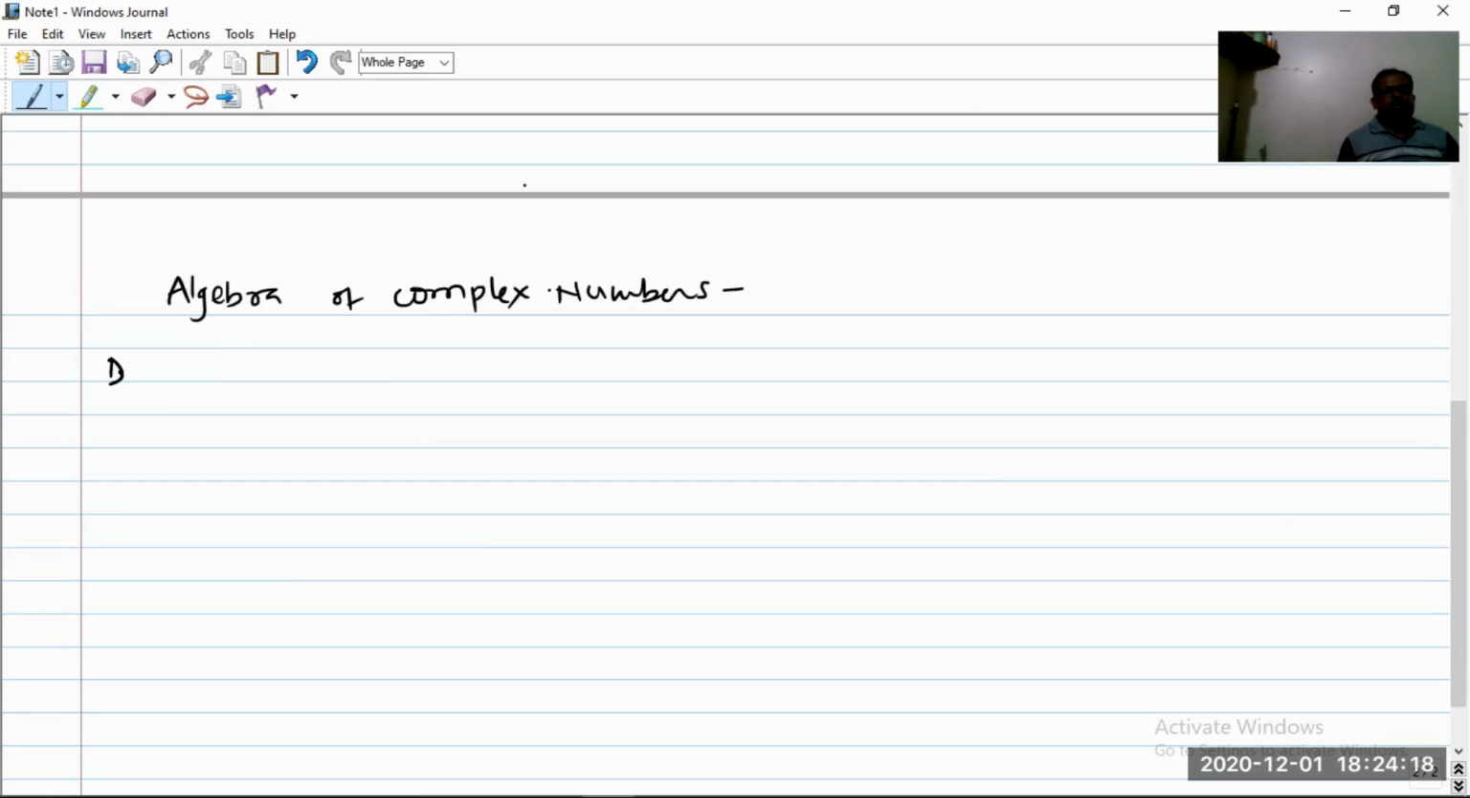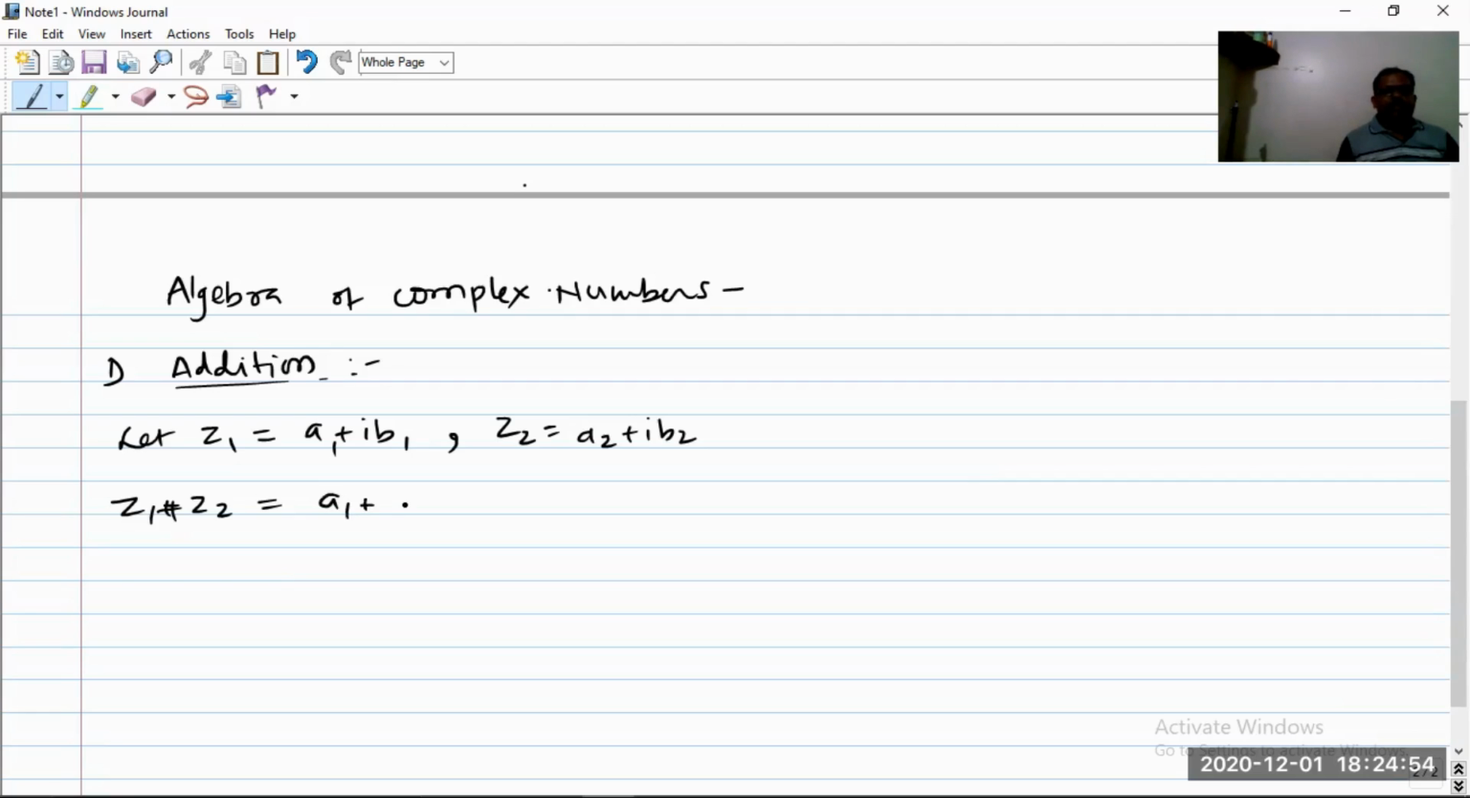So what are the algebras of complex numbers? We have the first one, that is the addition of two complex numbers. We denote the two complex numbers as Z1 and Z2. So let Z1 be A1 plus iB1 and Z2 be A2 plus iB2. We define Z1 plus Z2 as the sum of two complex numbers. Now we'll check whether the sum of two complex numbers will also be a complex number or not. So Z1 plus Z2 is equal to A1 plus iB1 plus A2 plus iB2.